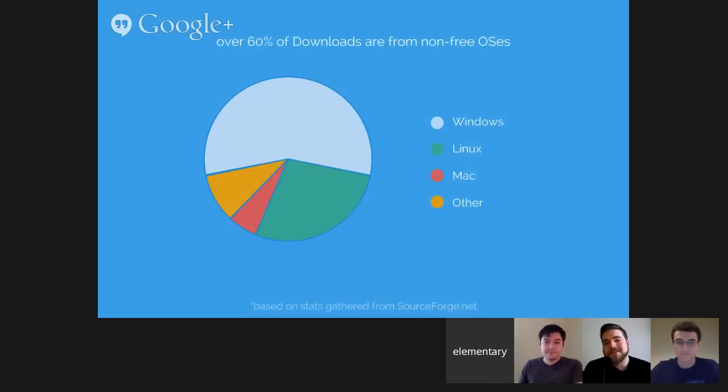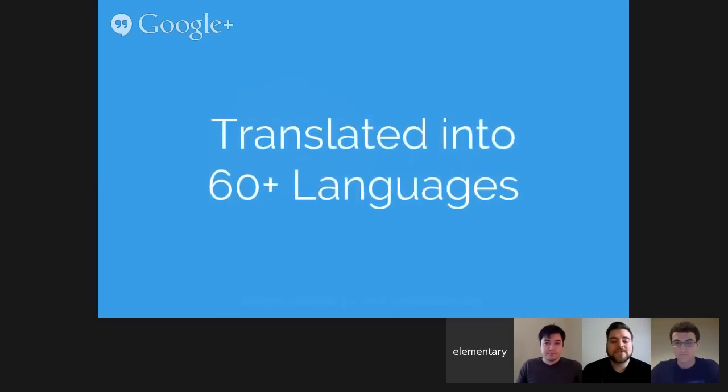And what's really interesting is that over 60% of our downloads are coming from non-open platforms like Windows and OS X. So we're not just gaining market share among Linux users, we're actually expanding the open source software market for everyone. And Elementary OS has been translated into over 60 languages. So no matter where you are, where you're from, what language you speak, you're able to use Elementary OS.